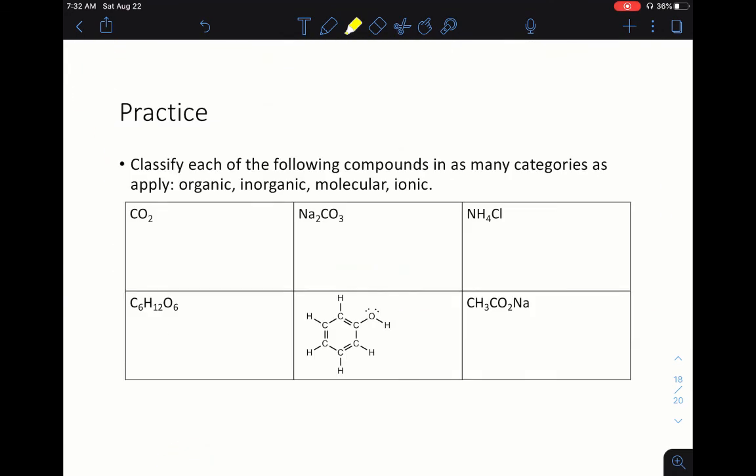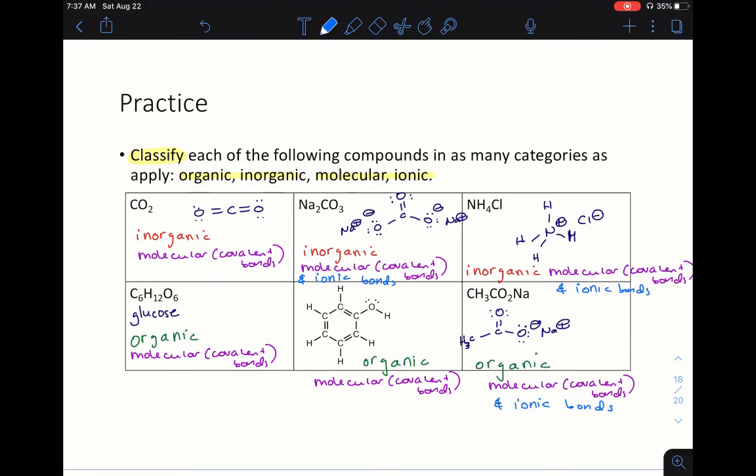As our last act today, let's just make sure that we can meet one of our learning goals, which is to classify molecules as organic versus inorganic, and recognize covalent and ionic bonds within those substances. So take a moment and analyze each of these substances, classify them in as many categories that apply. Here are my answers. Make sure that you are in agreement with me, or if you're not, that we have a discussion about it.